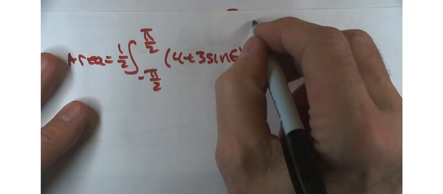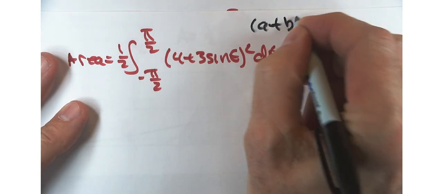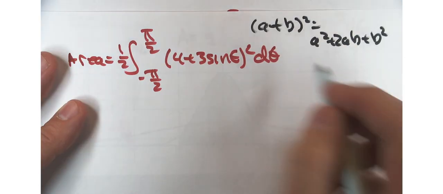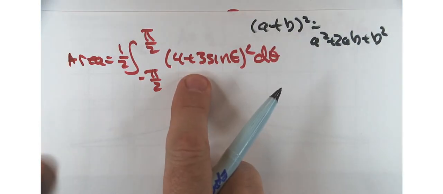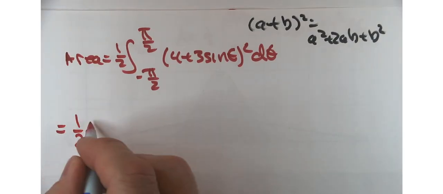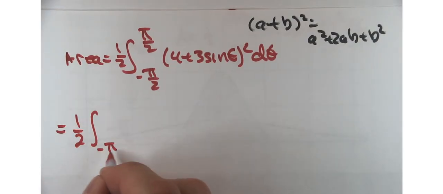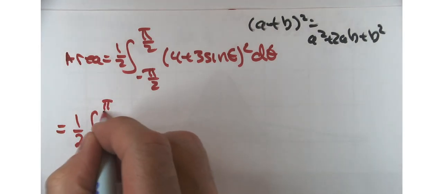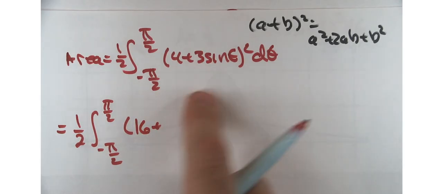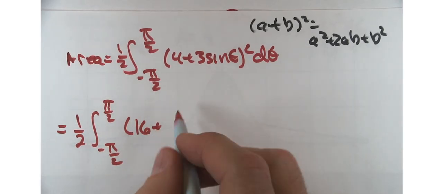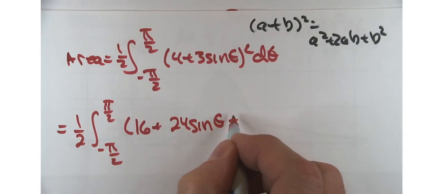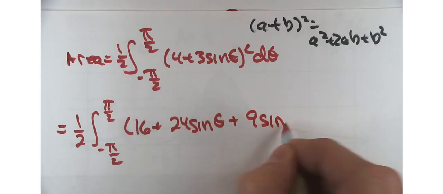Remember, (a + b)² is a² + 2ab + b². So let's use that idea when we square this out. I'll get 1/2 the integral from negative pi over 2 to pi over 2 of 16 plus how many sines here? Anyone? 24 sine of theta plus 9 sine what? Squared theta.